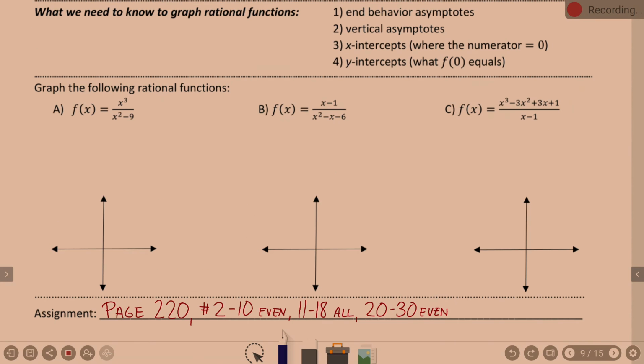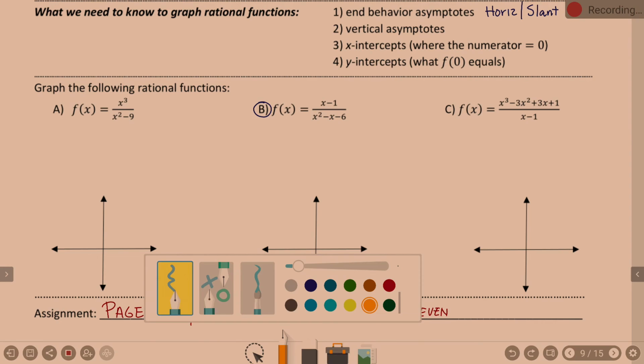So down here, we're going to look at example B. It's the one that has the more traditional asymptotes, which is why I want to look at it. In order to graph rational functions, there are 4 pieces listed here. We're going to talk about end behavior asymptotes, which can be horizontal or slant. We're going to talk about vertical asymptotes, x-intercepts, and y-intercepts. I'm going to call it step 1. Let's talk end behavior.